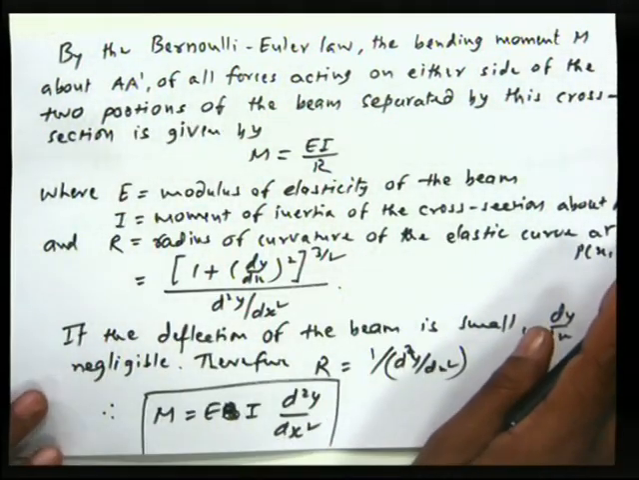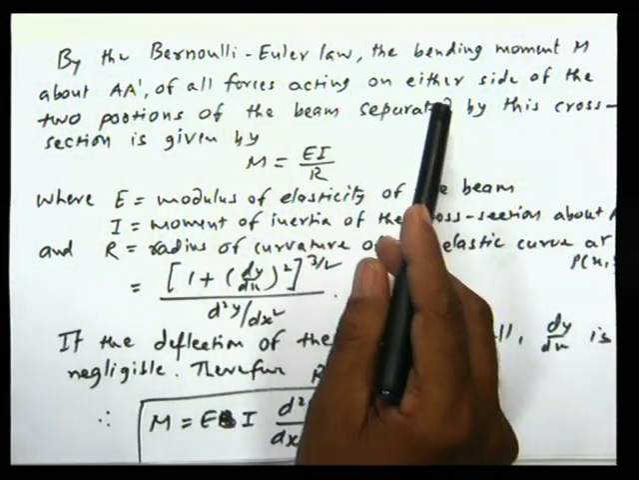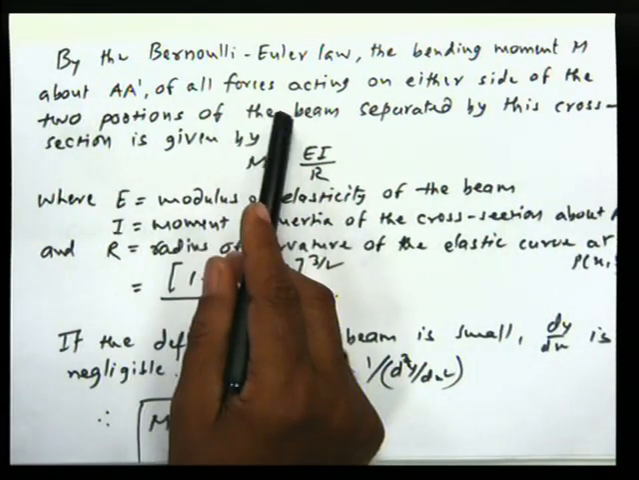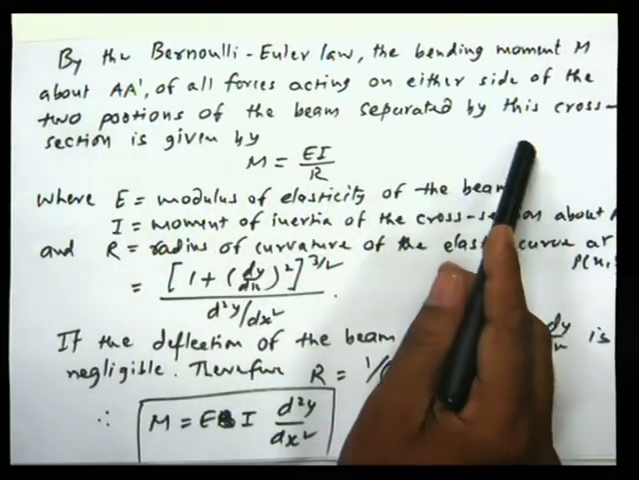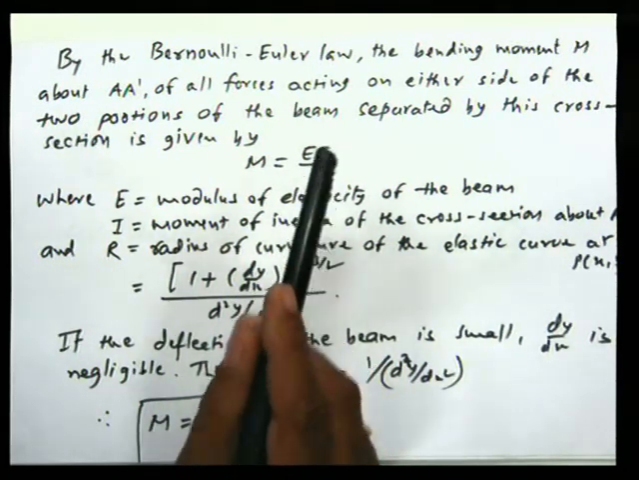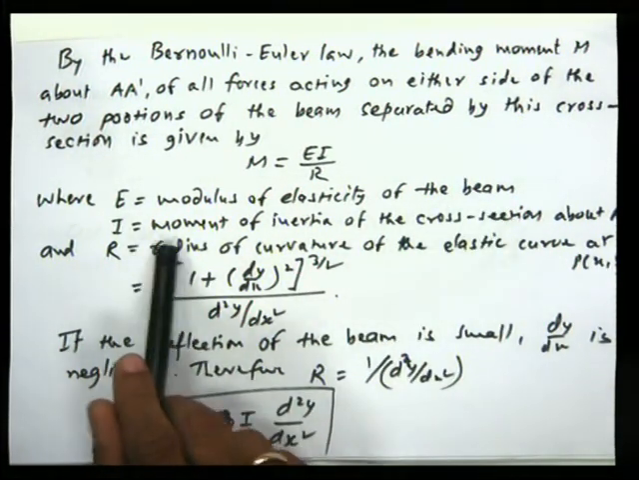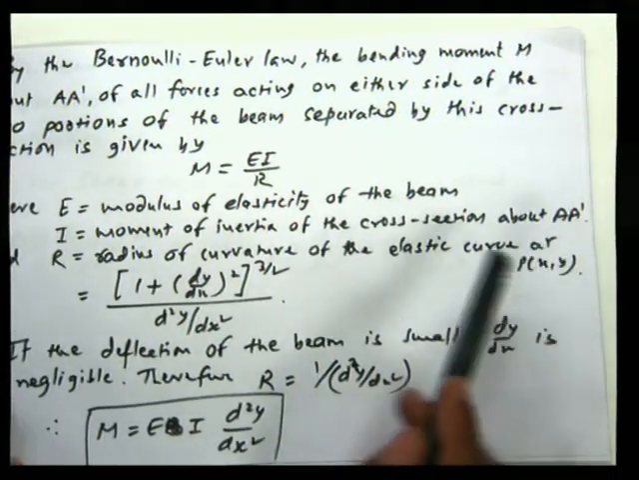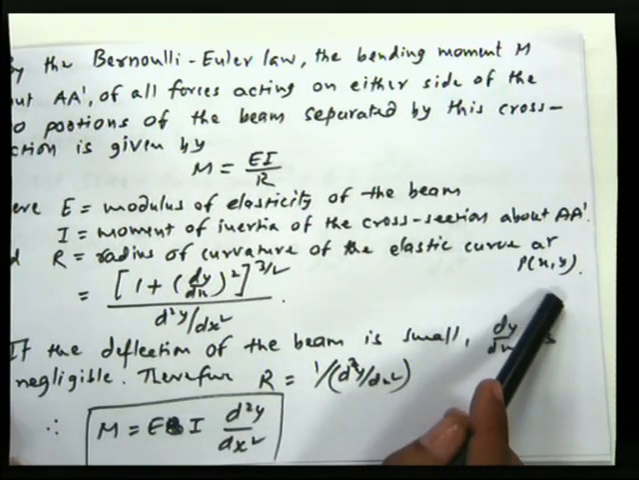We know that by the Bernoulli-Euler law, the bending moment M about AA dash of all forces acting on either side of the two portions of the beam separated by this cross section is given by M is equal to EI by R, right. Where E is the modulus of elasticity of the beam, I is the moment of inertia of the cross section about AA dash, and R is the radius of curvature of the elastic curve at P(x,y).